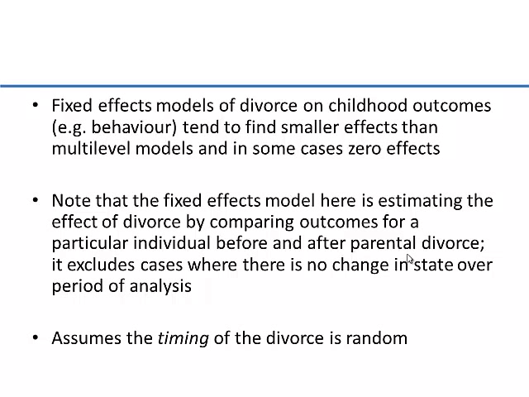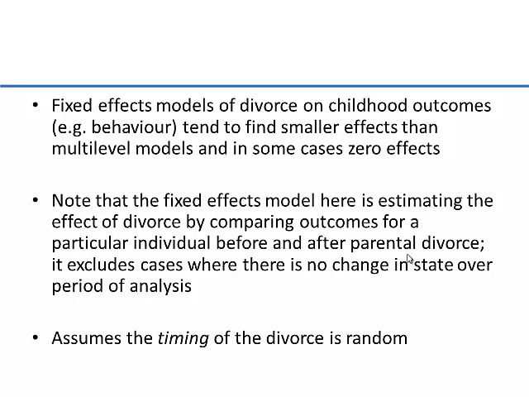So what actually happens in the literature? Well, fixed effects models of divorce and childhood outcomes, especially behaviour, tend to find, I think, much smaller effects than multilevel models, and in some cases zero effects, okay? So you see a lot of policy arguments that say that we should encourage marriage or encourage staying together because the outcomes for the children are much better when the parents stay together. But actually what the results from the literature suggest is that those effects are due to pre-existing differences that have nothing to do with whether the parents stay together or not.